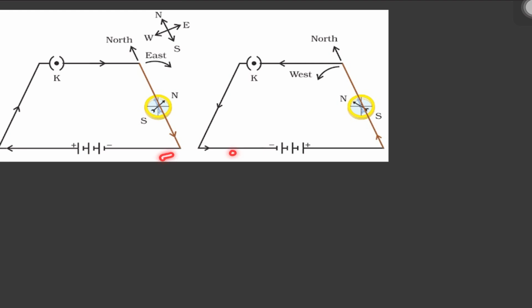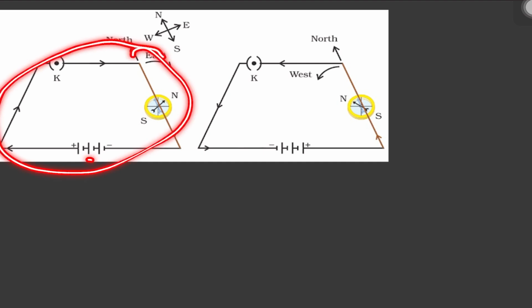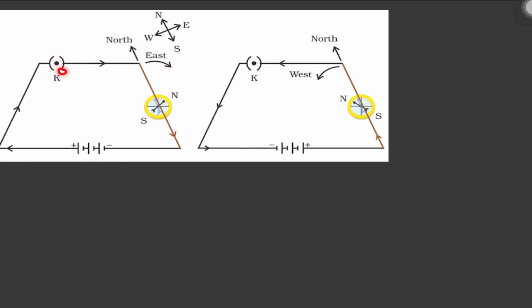Here we have two circuit diagrams. First, let us observe here. We have a battery. The plug key is closed. As a result, it ensures the current is flowing. So the current flows from positive to negative. And we have a compass needle here. When we observe that, and this is the conductor.